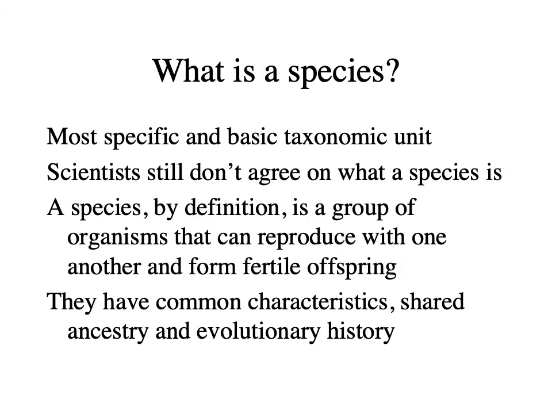So what is a species? A species is a specific and basic taxonomic unit. And as new species are discovered, there is often great debate, and scientists will often not agree on what that particular species is. But a species, by definition, is a group of organisms that can reproduce with one another and form fertile offspring. Species also have very common characteristics, a shared ancestry, and evolutionary history.